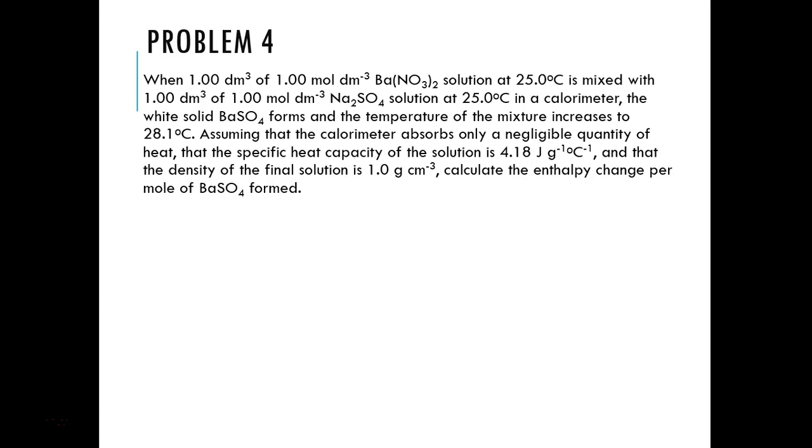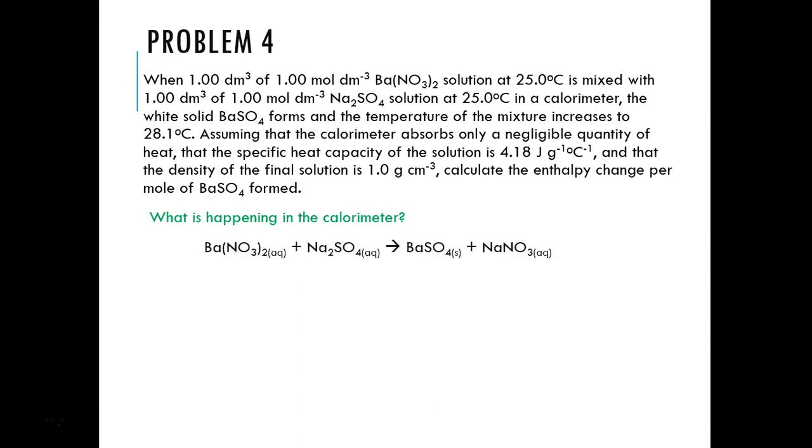Okay, a couple things in this problem. First, let's figure out what's happening in the calorimeter. It's a precipitation reaction. Aqueous barium nitrate and sodium sulfate are going to form solid barium sulfate and aqueous sodium nitrate. This isn't balanced. You need a 2 in front of the sodium nitrate, but those are just spectators, and they're really not going to be relevant in our final calculations.